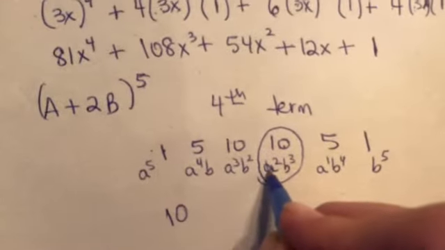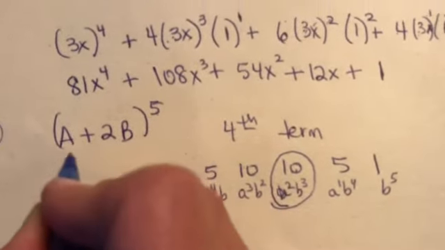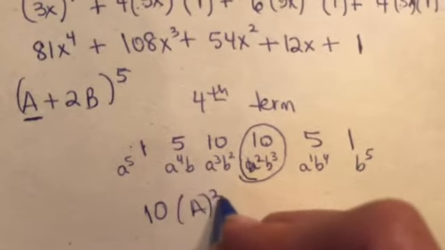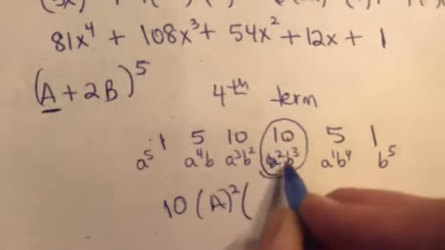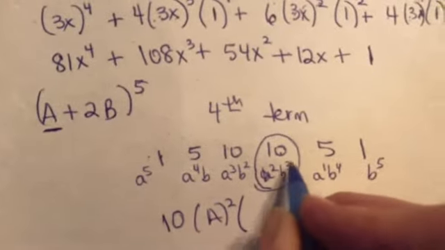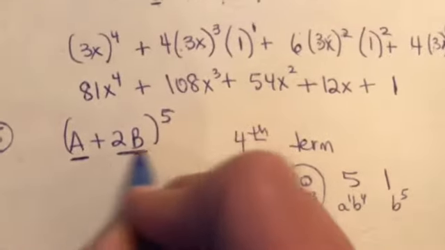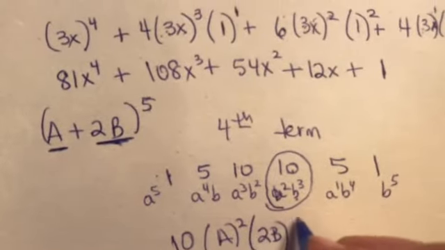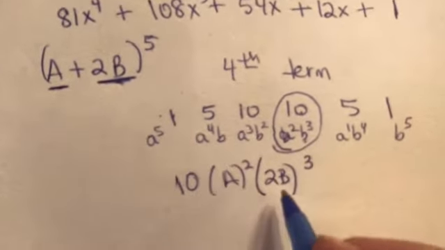It says take the first term and square it. This is my first term. So I'm going to take it and square it times take the second term and cube it. My second term is a positive 2b, and I want to cube it. So that's my answer right there.